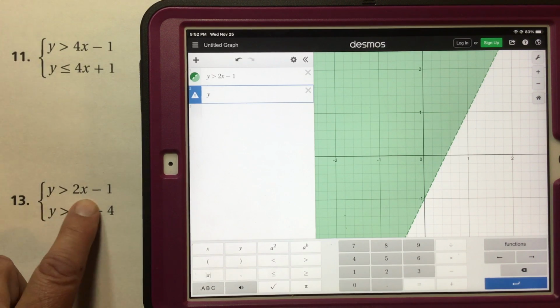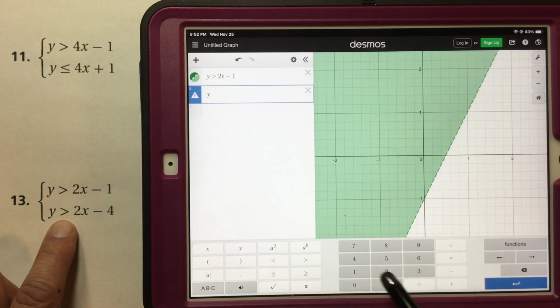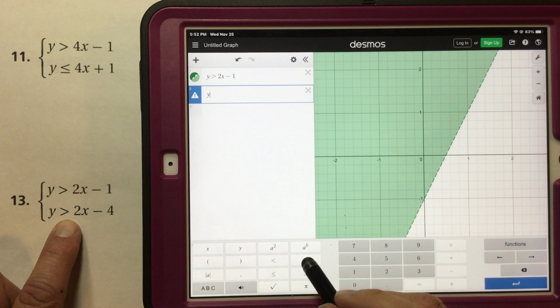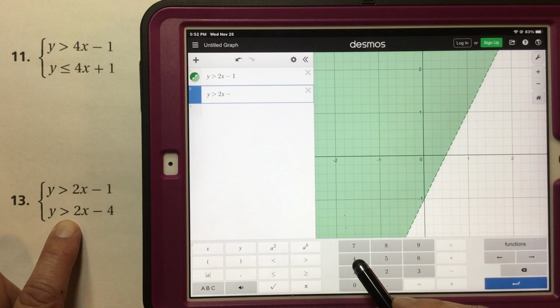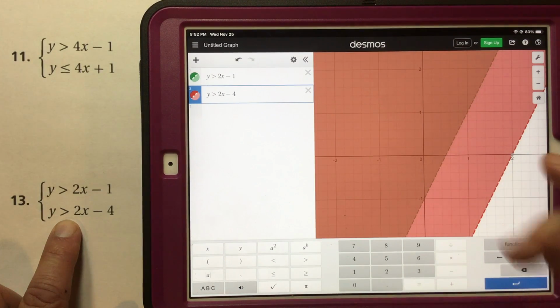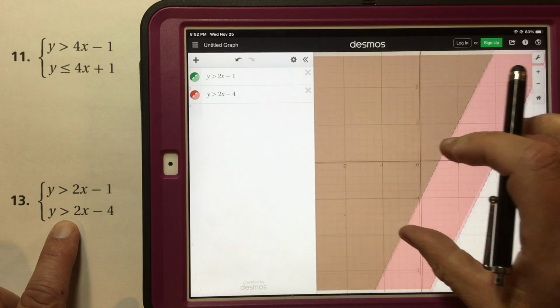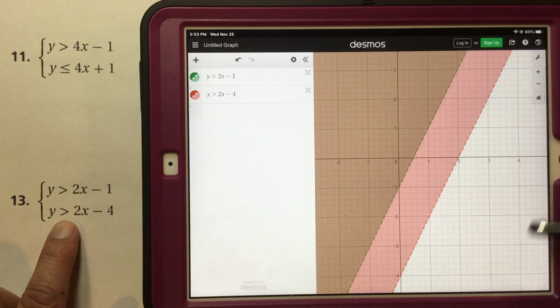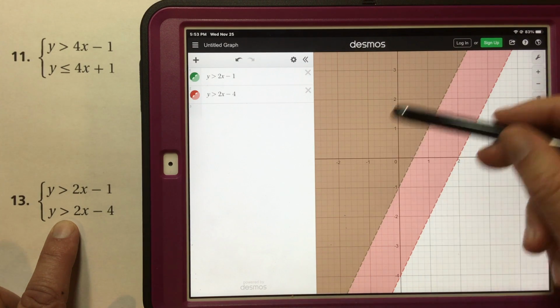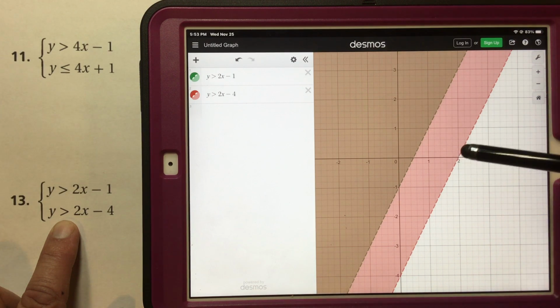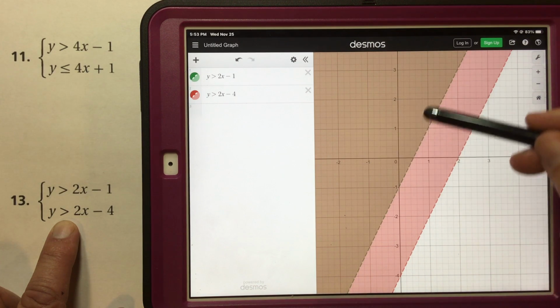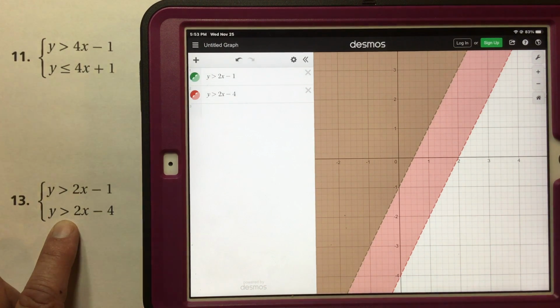So I got y is greater than 2x minus 1, and y is greater than 2x subtract 4. All right, so let's look at this one. I have this area over here where nothing's shaded. I have this area where only the red is shaded, and I have this area where the green is shaded, and the green is completely inside the red. So the green and the red together, that's going to be the overlap.